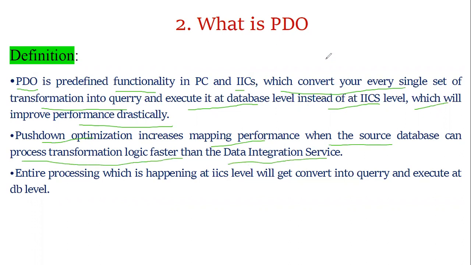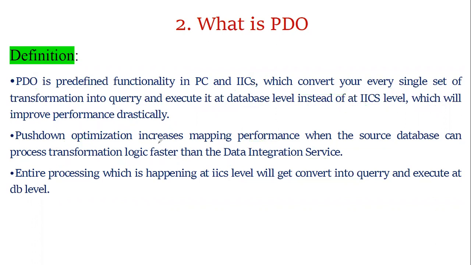the data integration service. So the main idea behind push down optimization is what? What happens when you apply push down optimization? The transformation logic gets executed on the source database side or on the target database side, and because of that, the processing happens faster as compared with the processing at the level of the data integration service. So because of that, we get more performance. Here I can see what happened when we apply push down optimization: the entire processing which is happening at the IICS level will get converted into a query and will get executed at the DB level. This is the main idea behind push down optimization.